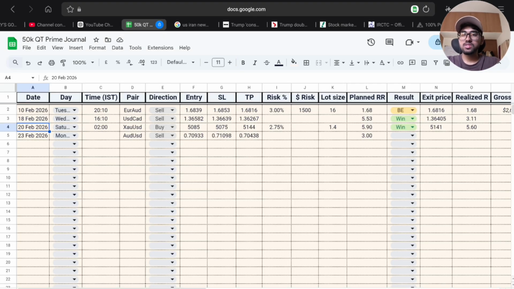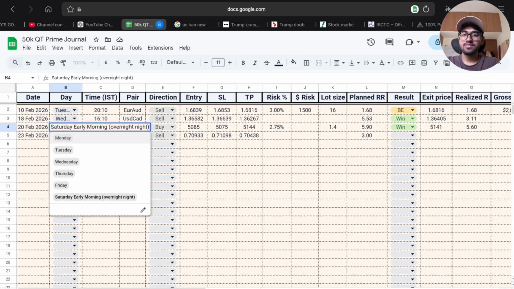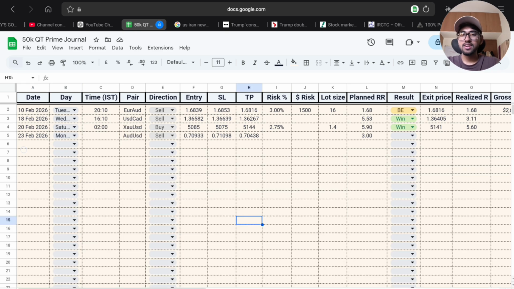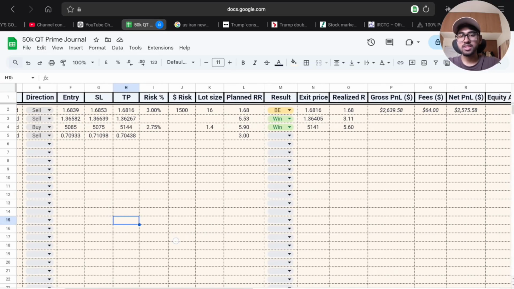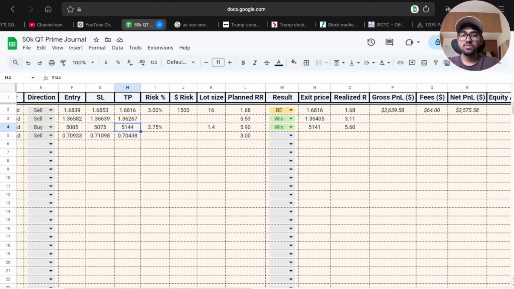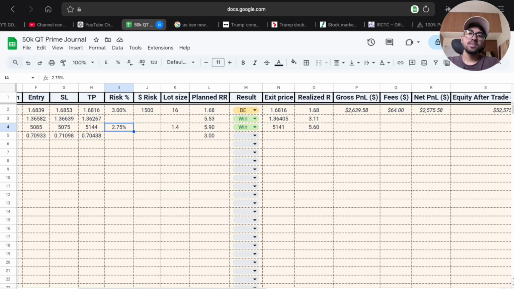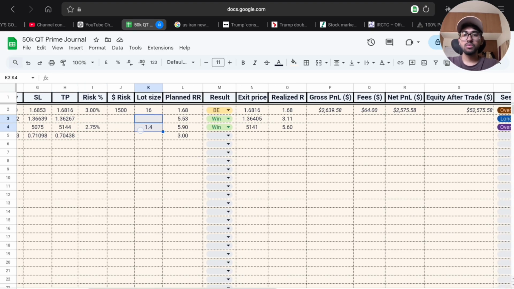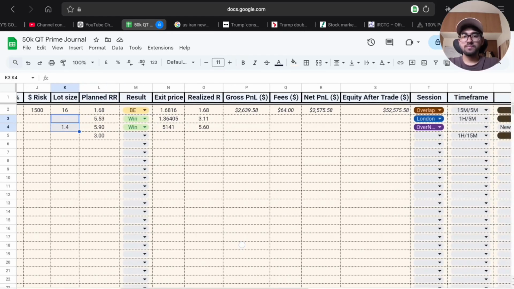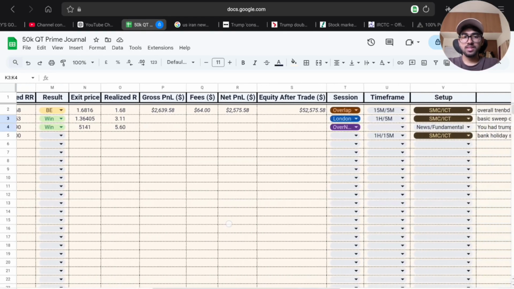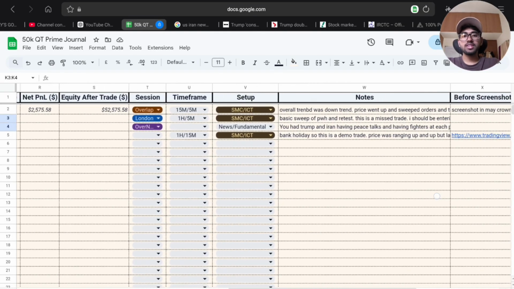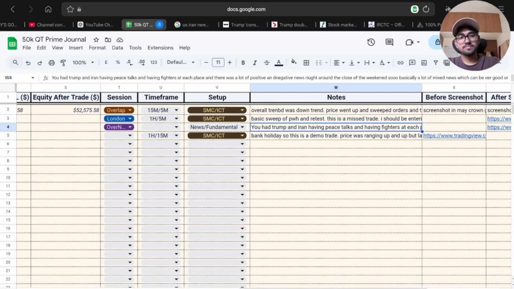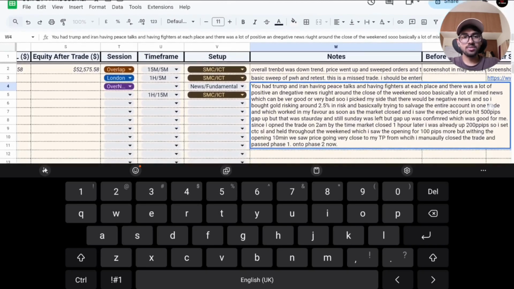You can see that I executed this on Saturday, like Friday night, Saturday at 2 a.m. You could see gold. My entry was at 5085, my stop loss was 5075, my TP was 5144. My risk was 2.75%. Lot size was 1.4, and you can see the exit price. And yeah, so this was a purely fundamental trade, right? Let's read through what I actually wrote.